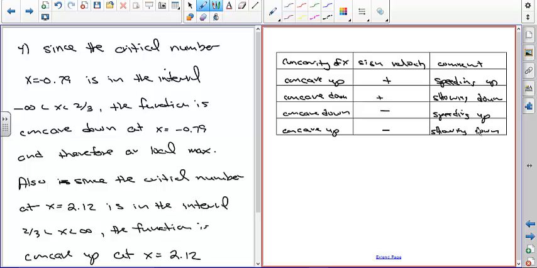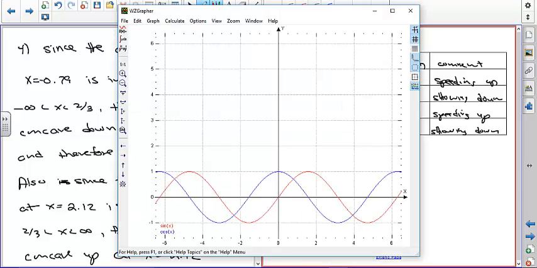So let's go back to the curve and see if we can figure out what's going on here. So using those rules, here I'm concave down. I'm concave down right there, and I have a positive velocity, so I'm slowing down. So this is the top. This is the spring coming up. As it gets to the top of the oscillation, it stops.